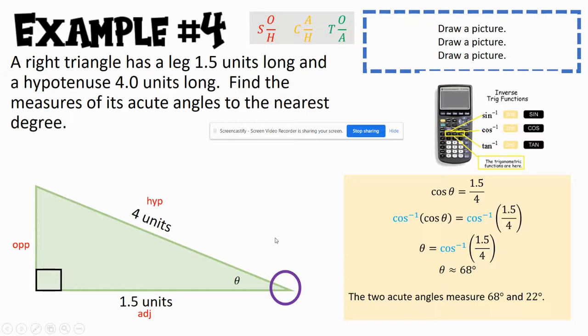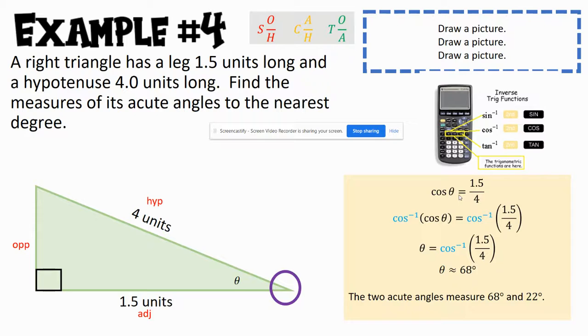And if I'm trying to find an angle, that means I must know 2 of the sides. So I know the adjacent and I know the hypotenuse. So I'm going to use cosine. Cosine of my mystery angle is equal to the adjacent over the hypotenuse. If I'm trying to find an angle, that's when I have to do the inverse cosine of both sides.